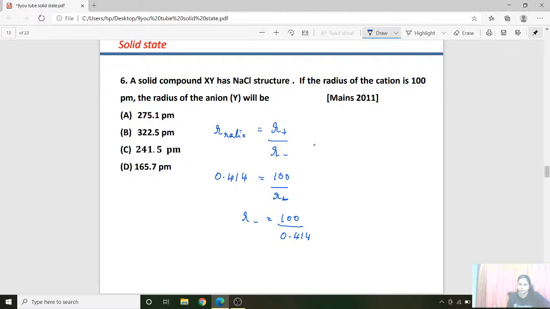So it will be 2 times. So your possible answer is A or C, isn't it? 2 times means almost you will have 800. So the answer can be option C, or else you can find it exactly, but it's very clear the answer will be option C, 241.5 picometer. So you have the radius of the anion as 241.5.